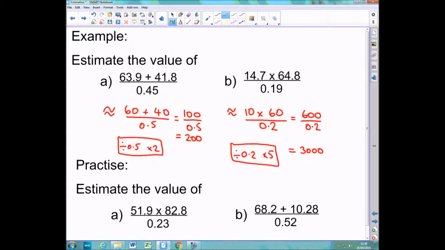Okay, so I've got a couple of questions for you to have a go at below. Just remember these two facts, that dividing by 0.5 is the same as timesing by 2, and dividing by 0.2 is the same as timesing by 5.